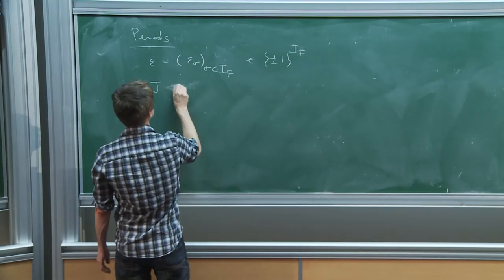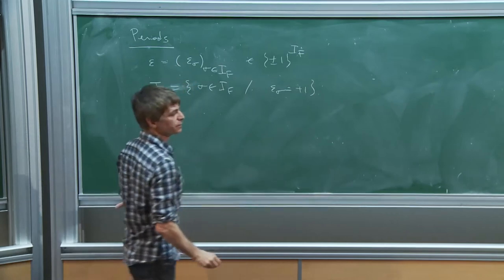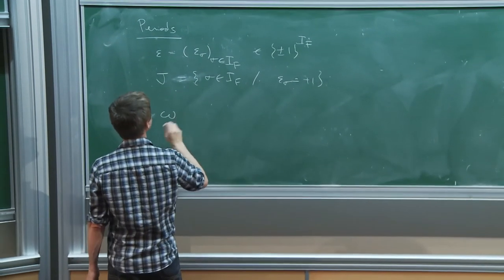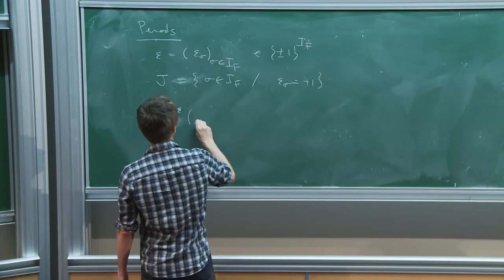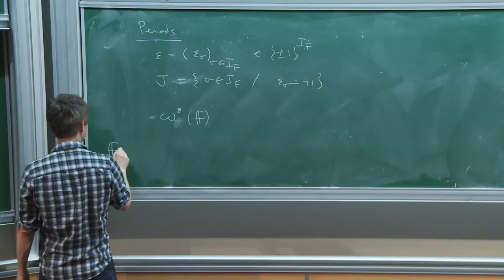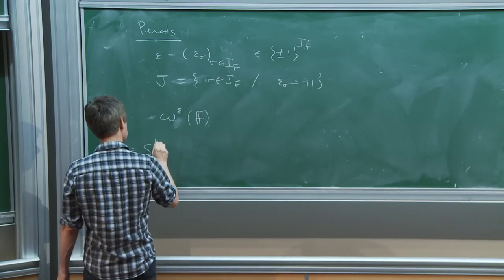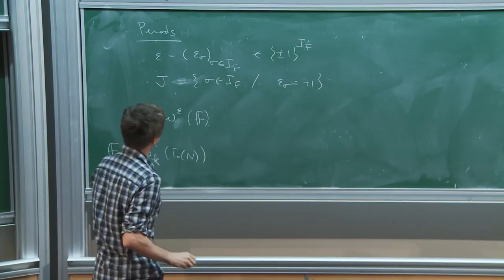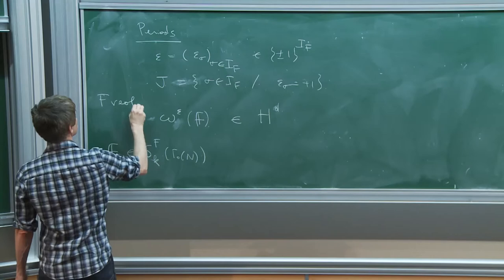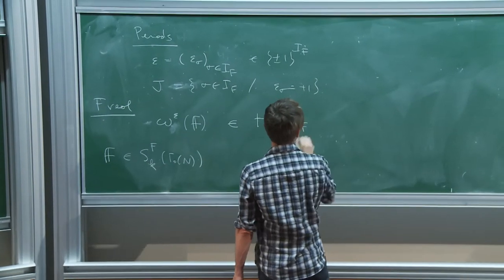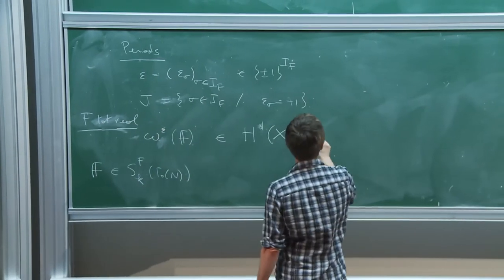And so if you consider J, the subset of embeddings sigma of F such that epsilon sigma equals plus 1, you can define a map Omega epsilon of f. So f here is going to be in S_k(F, N) inside H^d of X_F. Here I'm going to assume the case F is totally real. Yes, totally real, with coefficients in C.